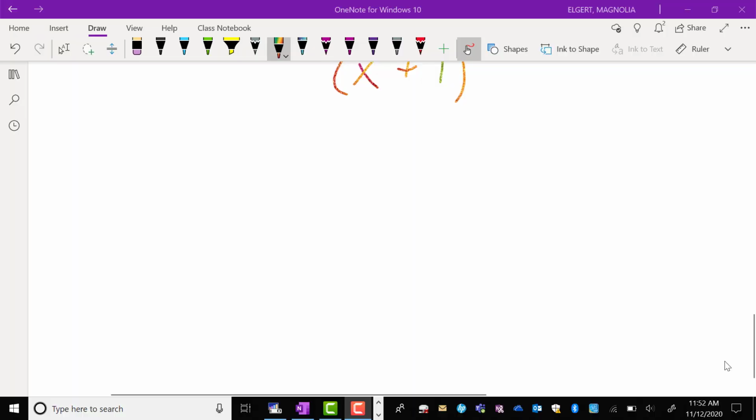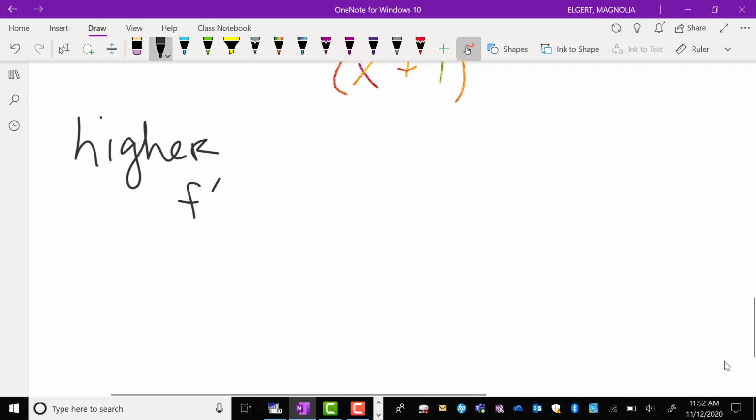Okay, so what we're going to look at here is just some higher order derivatives, just to make sure you understand how to do them. They're pretty basic. It's just making sure that you understand to do the derivative more than once.